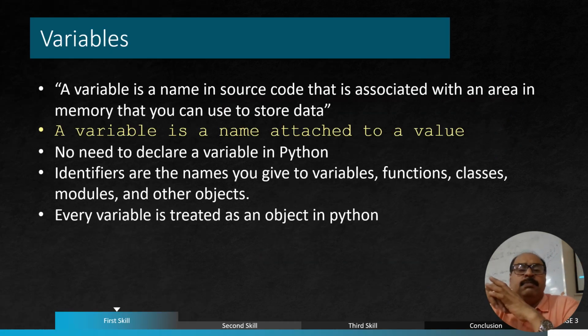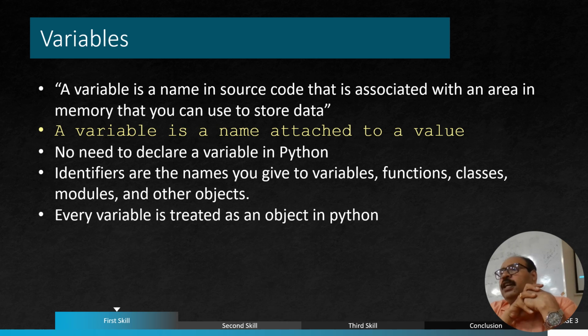So a variable is a name in the source code that is associated with an area in the memory space that you can use to store data. In other words, once you have a variable, there will be a memory space allocated in your program for a particular value, and that value will get saved in that memory space. So in simple terms, a variable is a name attached to a value.